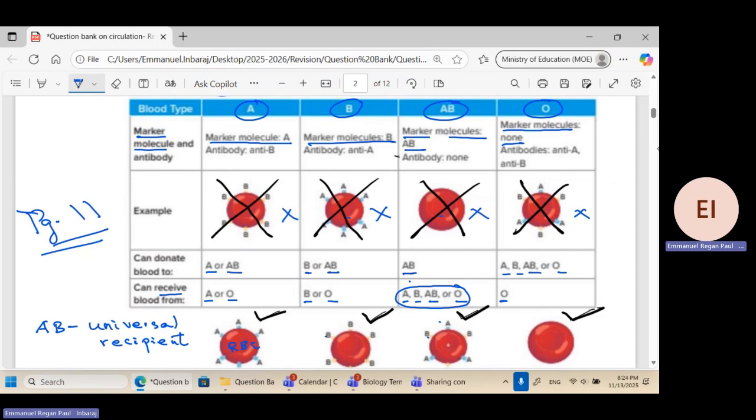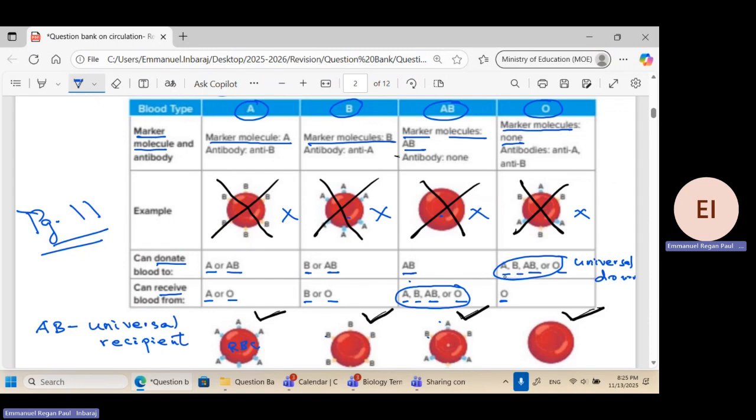And what about blood type O? Blood type O is called the universal donor. You see, they are called the universal donor. Why are they called the universal donor? Because they can donate blood to all the 4 blood types: A, B, AB, or O. So they are called the universal donor.